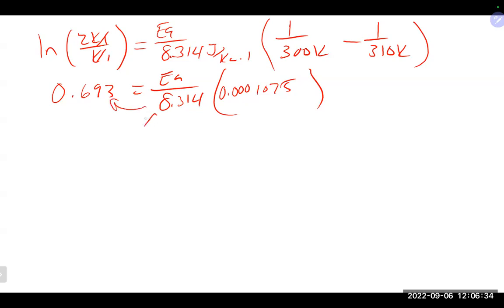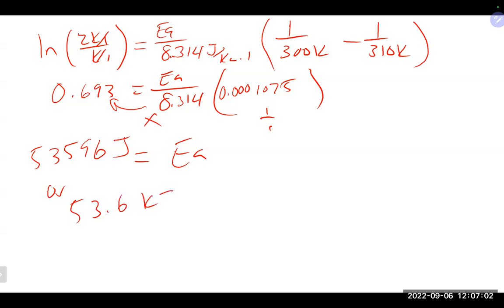Once again, we're going to do the same math. We're going to multiply to the other side, then come back and divide by what's there. That will give us 0.693 times 8.314 divided by 0.0001075. Going to give us an activation energy, once again in joules, of 53,596 joules, or about 53.6 kilojoules in this particular case. Once again, we got a positive activation energy, which we should end up with in this case. Any questions on that? Yeah.